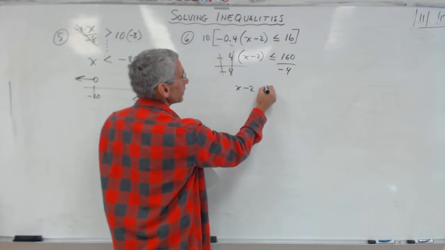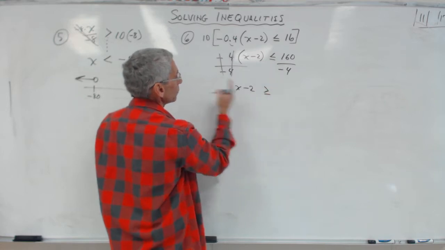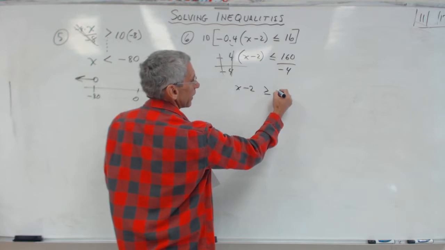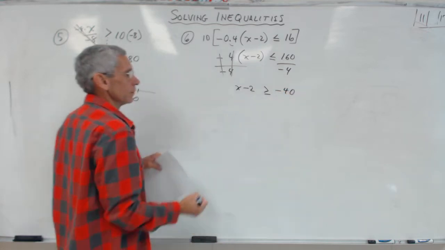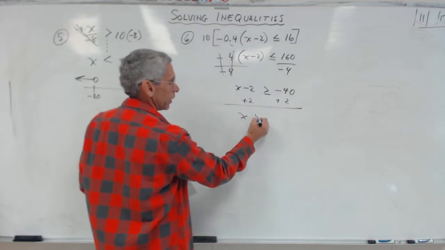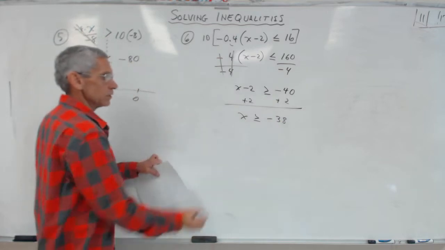And then x minus 2 is now greater than or equal to, because I divided by a negative, and then that is what, 40? Negative 40. So now you can do the plus 2. Plus 2, plus 2. So x is greater than or equal to what? Negative 38. Yes. So how would I graph it?